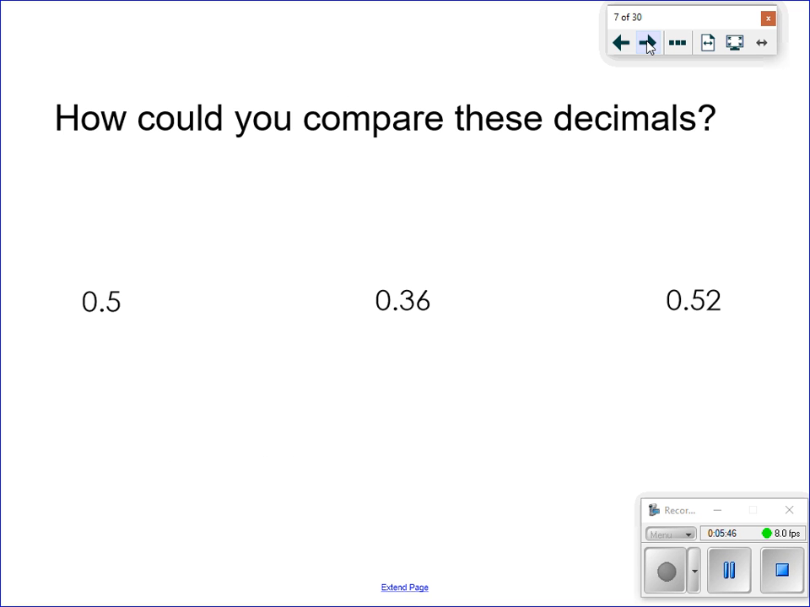Okay, let's look now at some decimals. 0.5, 0.36, and 0.52. How could we compare these decimals? Well, it's a little different than just whole numbers, because when I look at this, 0.5 looks less than 0.36 and 0.52. In fact, it already looks like they're in order from least to greatest.